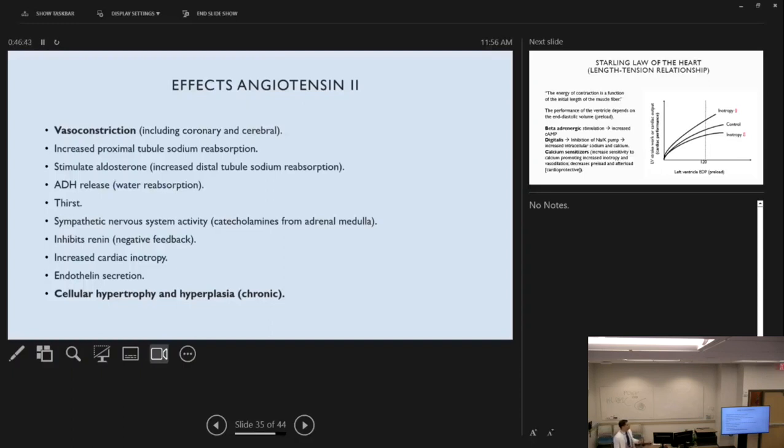If we don't stop this process, the only solution they have is a heart transplant, or a kidney transplant, depending on what is the organ that is being affected by hypertension.